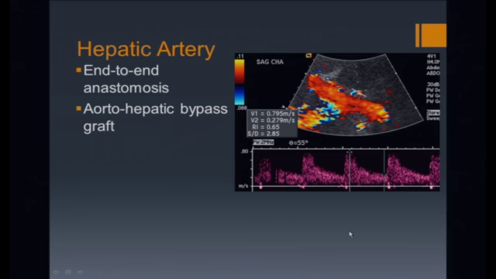The hepatic artery can be anastomosed in the form of an end-to-end anastomosis between the donor and recipient hepatic arteries, or as an aortohepatic bypass graft. This is a typical waveform from the hepatic artery in a normal patient. You see a sharp rise in early systole and forward flow during the whole of the cardiac cycle, with positive flow during diastole. The resistive index here is 0.65, which is normal.